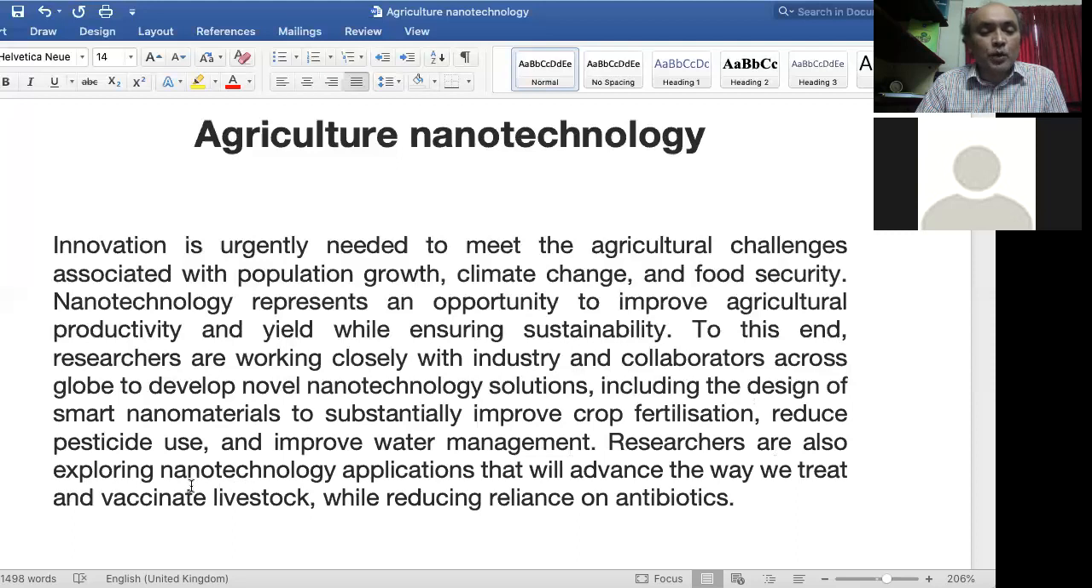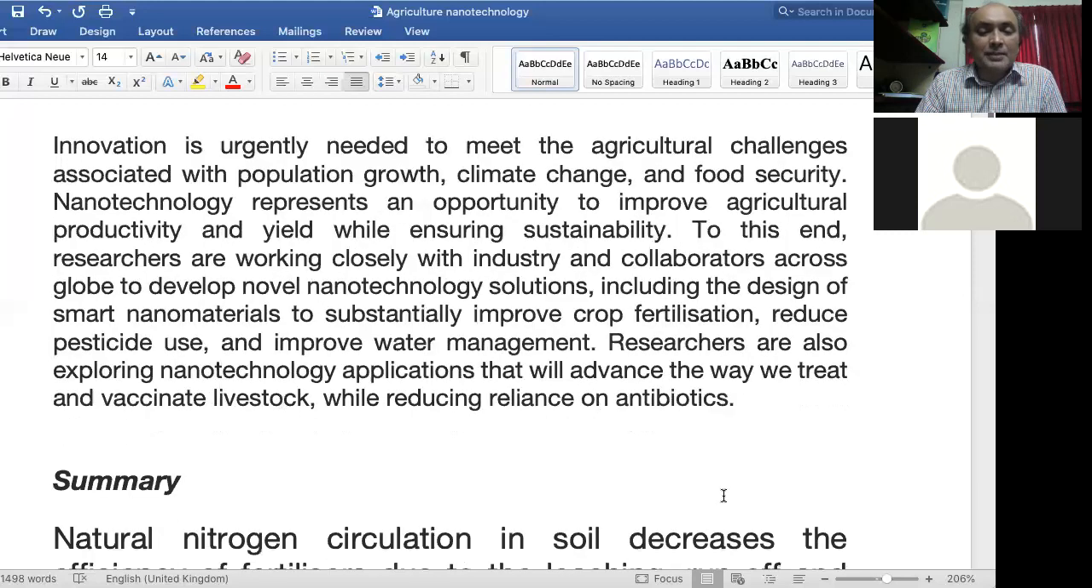Researchers are also exploring nanotechnology applications that will advance the way to treat and vaccinate livestock, because livestock and poultry are very important for our nutritional security. So vaccination and disease diagnosis of the animals are very important. We now rely heavily on antibiotics. Antibiotics, the magic bullet to treat any disease, but antibiotic resistance is becoming prevalent, and it is a big threat for human health as well as animal health.